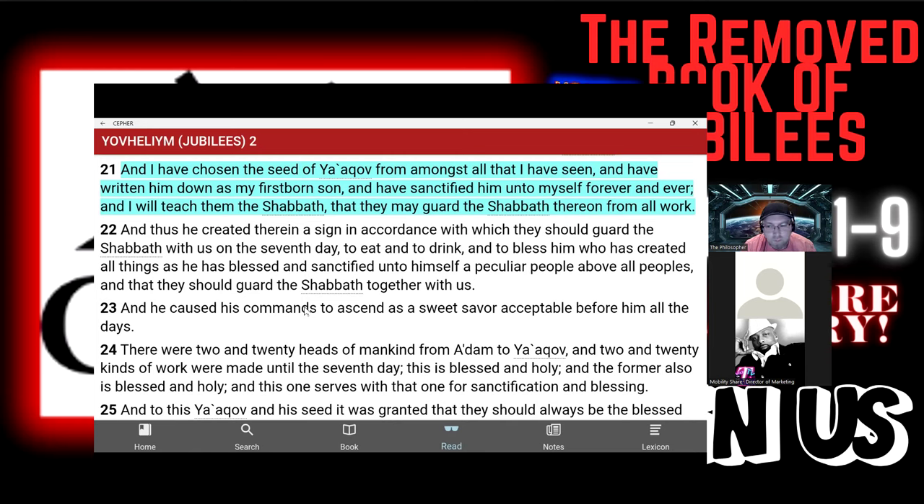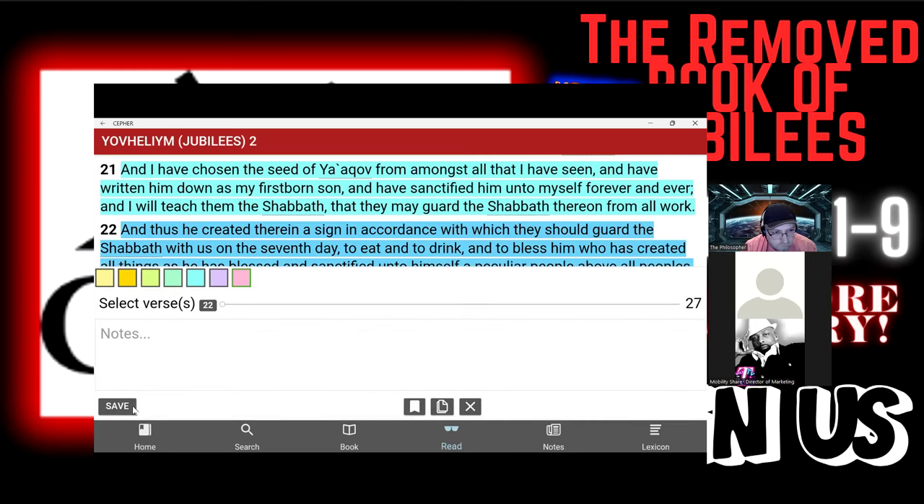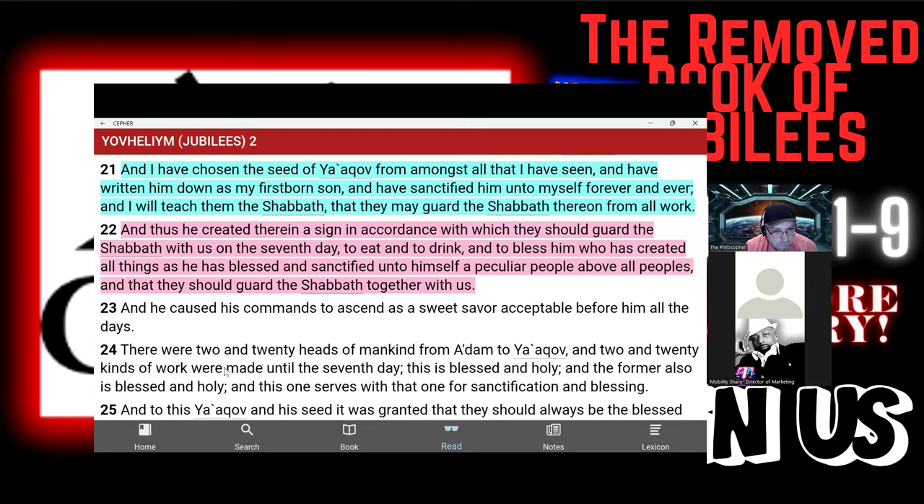All right, verse 22: and thus he created therein a sign in accordance with which they should guard the Sabbath with us on the seventh day, to eat and to drink and to bless him who has created all things, as he has blessed and sanctified unto himself a peculiar people above all peoples, and that they should guard the Sabbath together with us. Who do you think the us is there? The heavenly host that are still guarding the Sabbath, the angels of presence, the angels of sanctification, Uriel, Gabriel, all of the host of heaven. Yeah, because the Sabbath was kept in the heavens among the angels before it was even given to man, the Sabbath existed in the heavens. Yeah, even Adam and Eve honored the Sabbath. So, you're right.